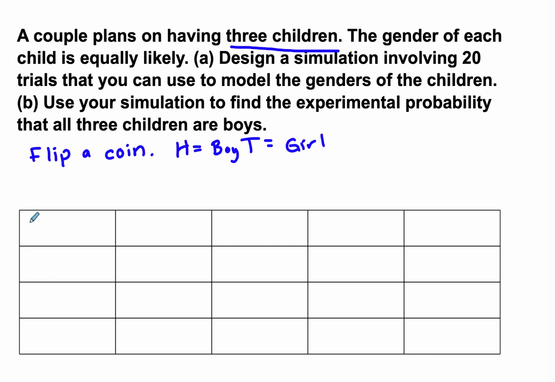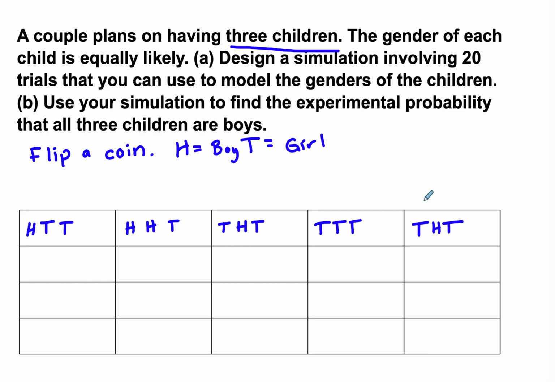Okay, so I'm flipping my coin. I got a heads, I got a tails, and then I got a tails. Then I got a heads, and a heads, and a tails. Then I got a tails, and a heads, and a tails. Then I got a tails, and a tails, and a tails. Then I got a tails, and a heads, and a tails.